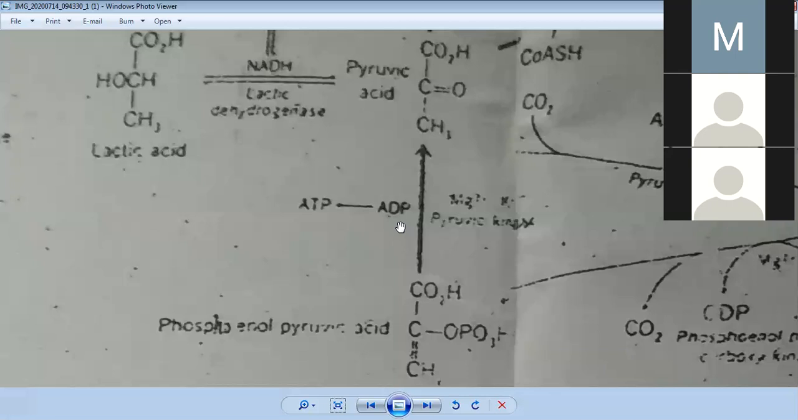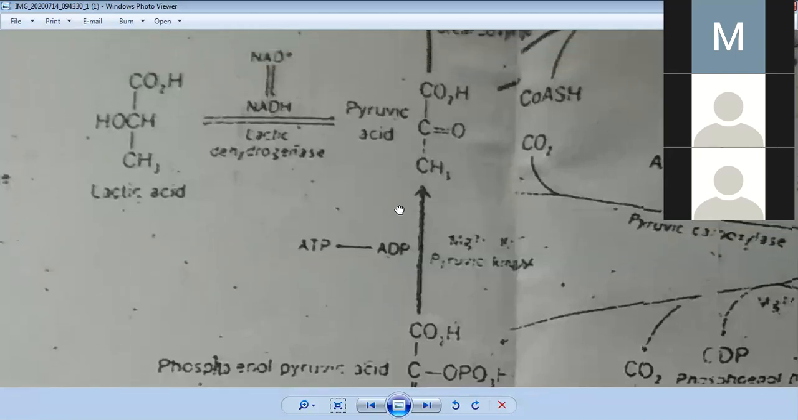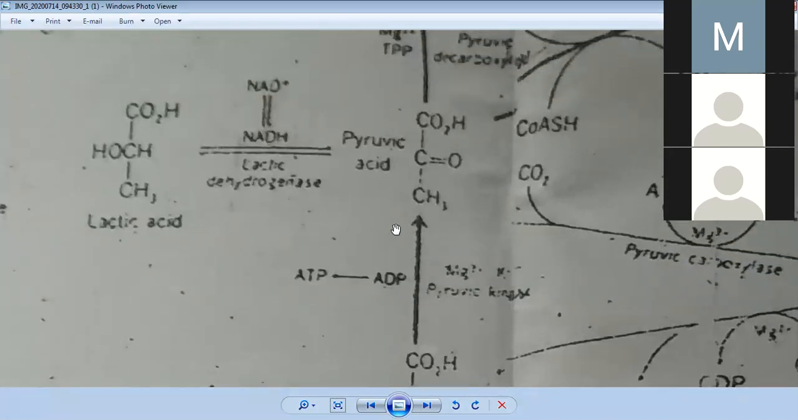So in aerobic condition we get 8 ATP. Is it clear to you? Everybody, is it clear? Yes, sir.